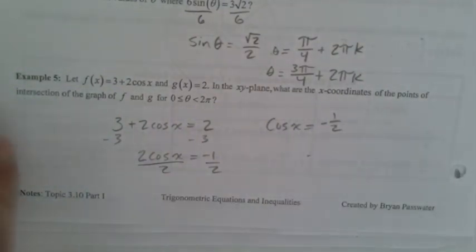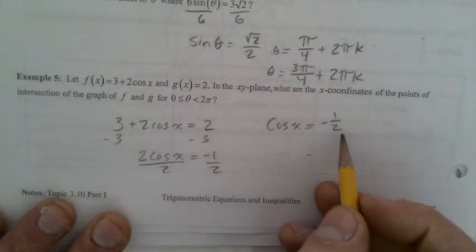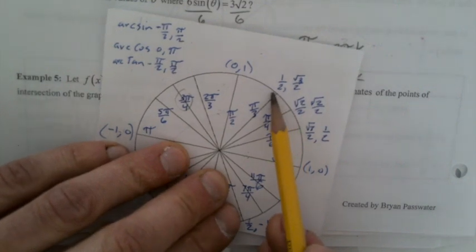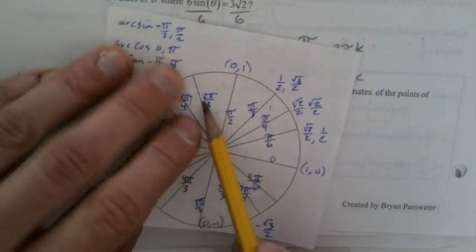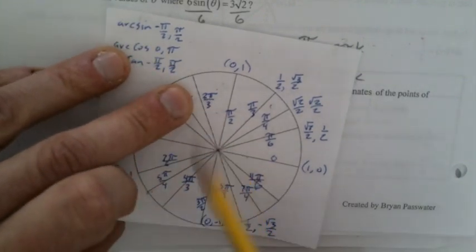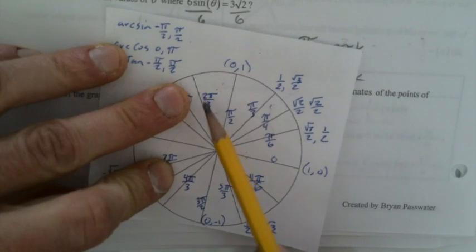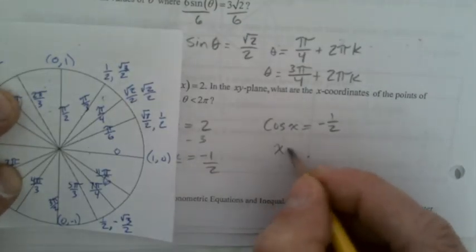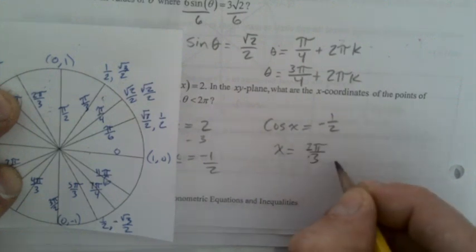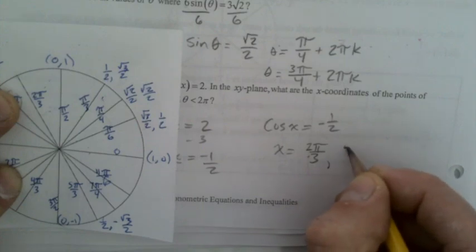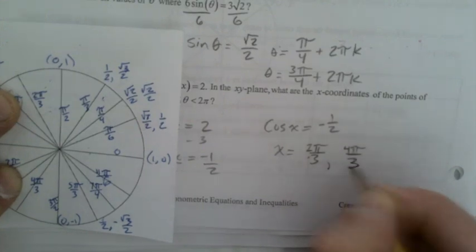Think back to your unit circle. When is cosine, or the x value, equal to a -1/2? Well, in the first quadrant, cosine is 1/2 at pi over 3. But that becomes negative, so that's either at 2 pi over 3 or 4 pi over 3 in the second and third quadrants. So then that means x is equal to 2 pi over 3 and 4 pi over 3.